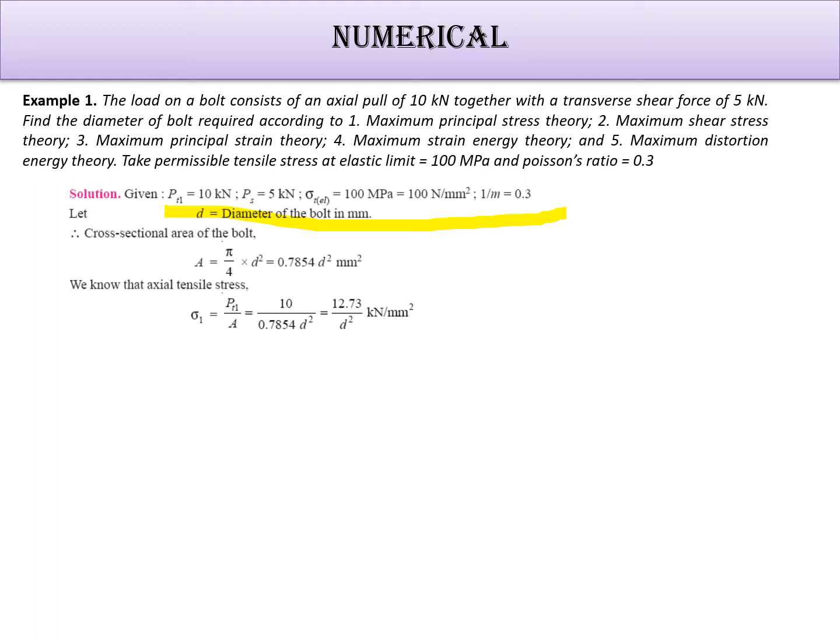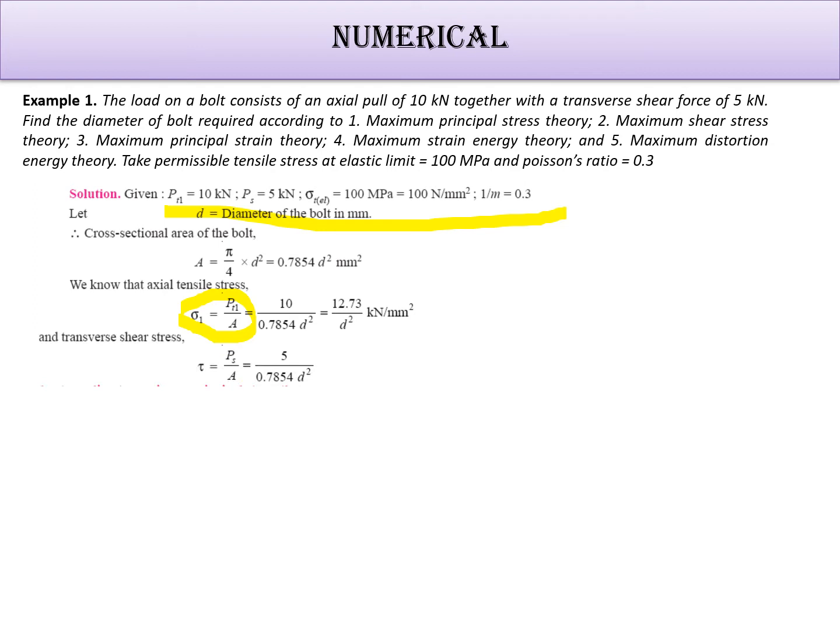Just remember, for solving theories of failure we need to find the principal stresses, the maximum principal stress and the minimum principal stress. To get them, we need to find the direct stress, the axial or compressive stress, and the shear stress. To find the stress, we know the formula: load per unit area. Based on that we find these terms. The area we already calculated and we put it here.